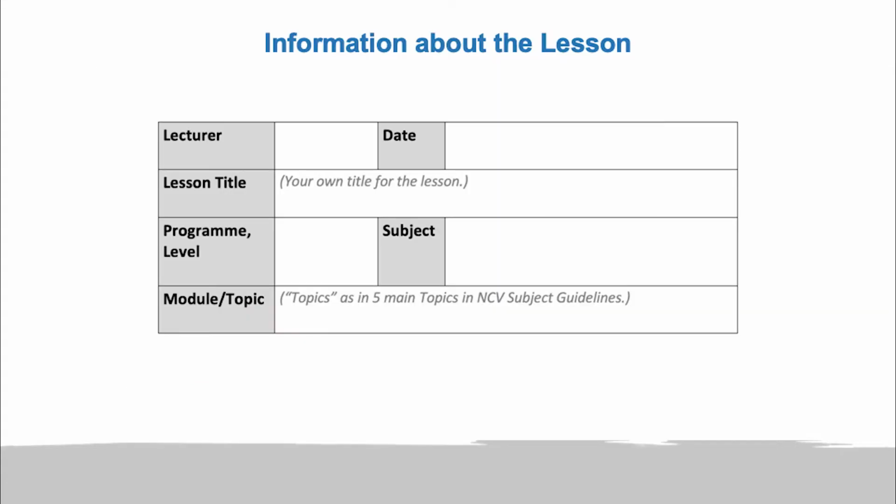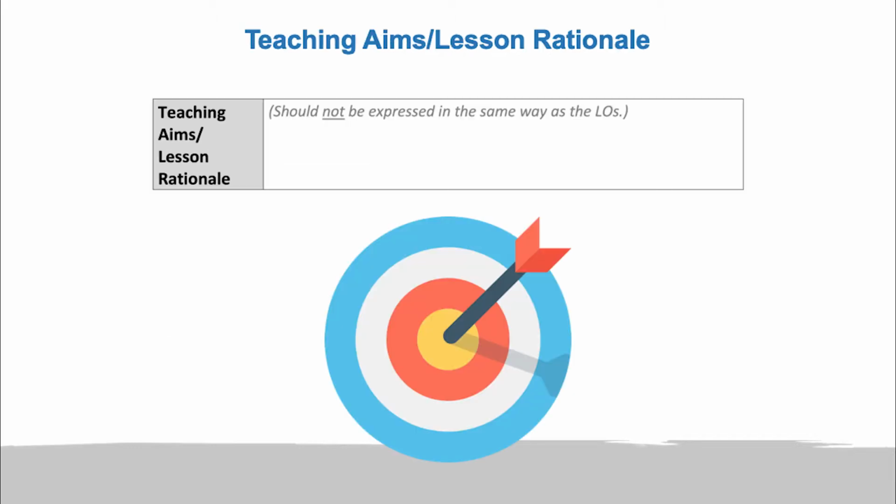The first 4 rows in the template are for record-keeping purposes. Giving your lesson a title will help you focus your lesson planning process. In the next row of the lesson plan, we ask 2 key questions. Why am I teaching this particular lesson? And what is my reason for planning to teach it in this particular way? It may sound obvious, but it is very important to have a clear answer to both these questions.